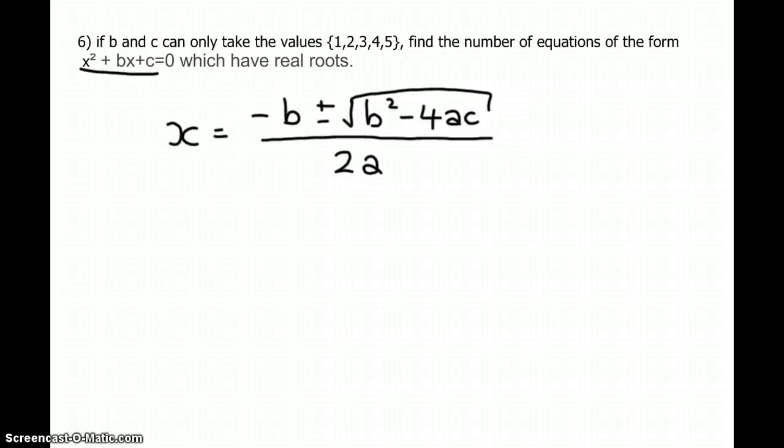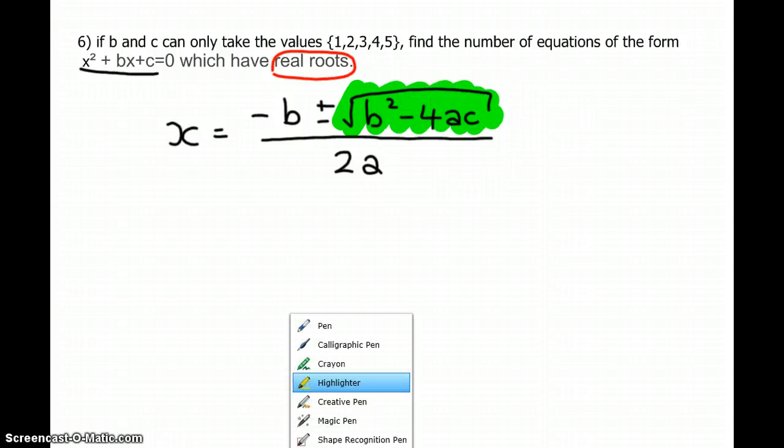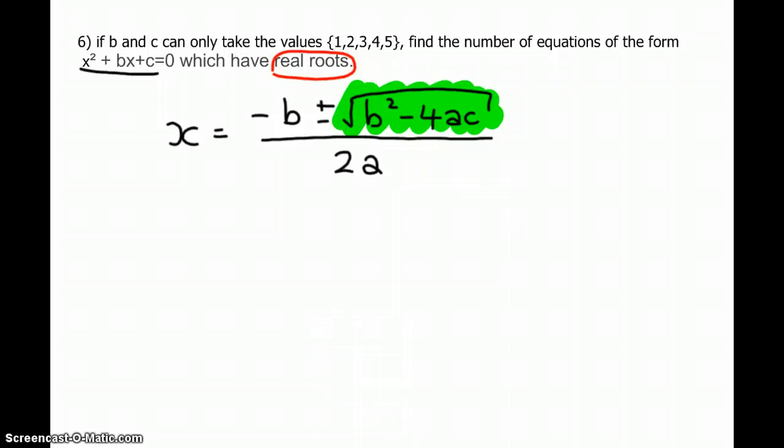Now, for this to have what we call real roots, we need to be able to calculate this sum. So for this to have real roots, we need to be able to take this square root. You can see that you've got this bit under a square root, and hopefully you'll know that we can't take the square root of a negative number. So in order for this to have real roots, that value has to be bigger than 0.